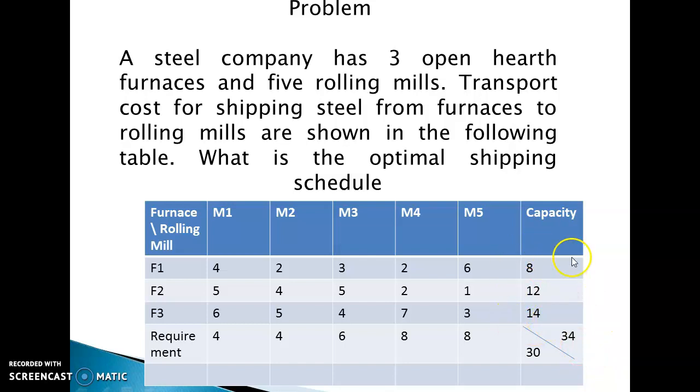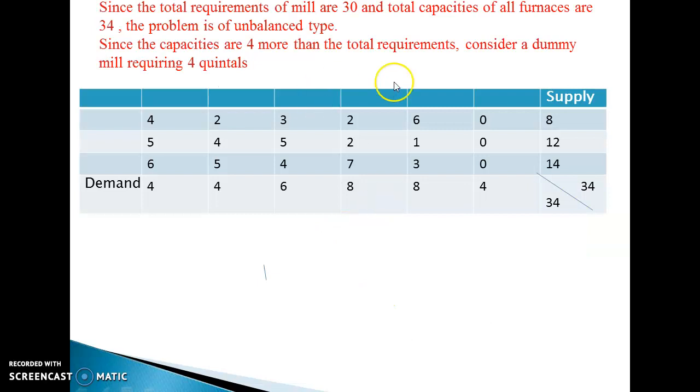So, if you find the total of the capacities, it is 34. Similarly, if you find the total of the requirements, that is 4 plus 4 plus 6 plus 8 plus 8, which equals 30. If you see here, the requirement is not equal to the capacity. The capacity is 4 more than the requirement. So, how can we solve this?